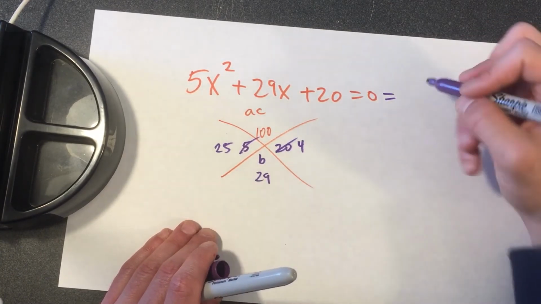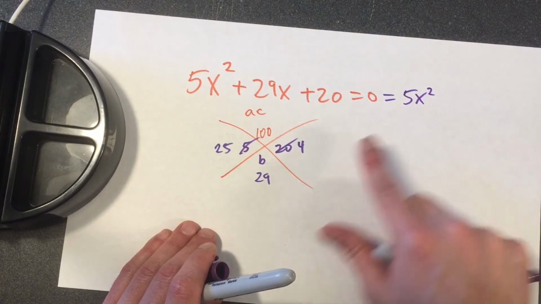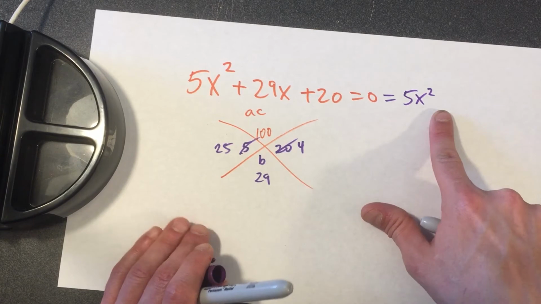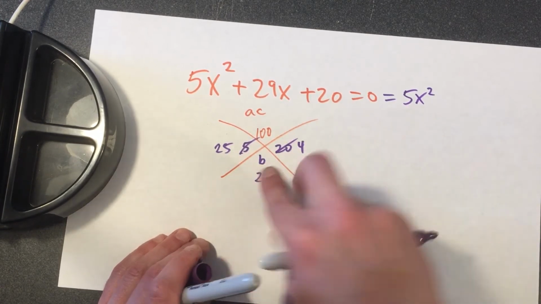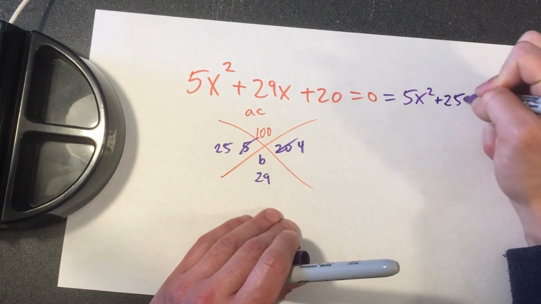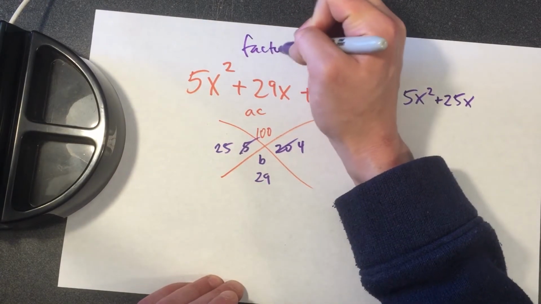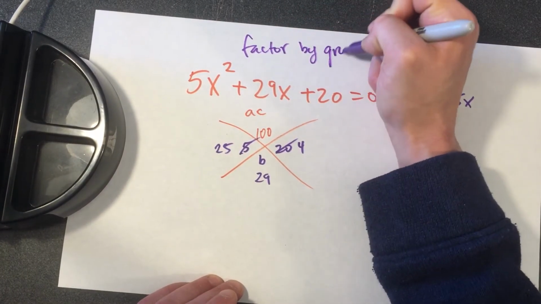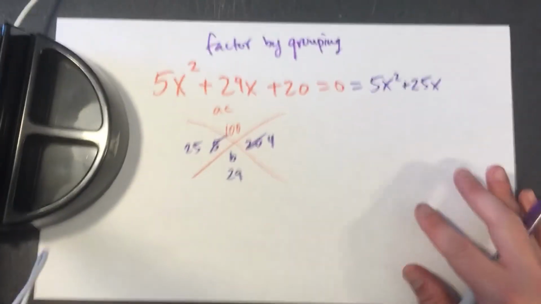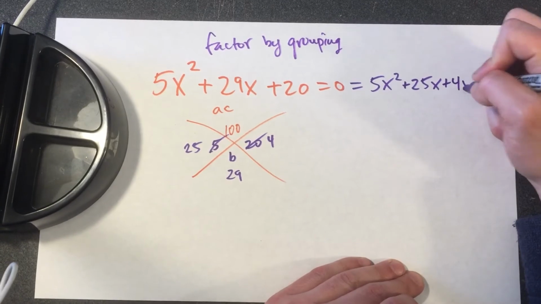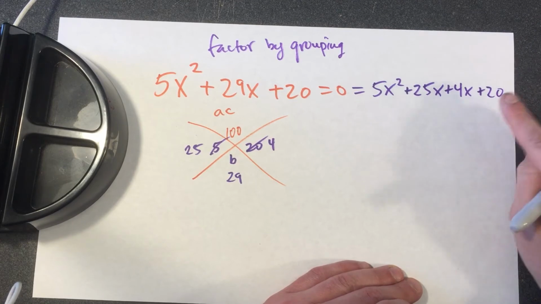So let's write this. Now I know my 5x squared is here. Do I want to write the 4x with the 5x squared, or do I want to write the 25x? Well, I think 25x is a better fit because they both have a common factor. So I want to group these together. This is factor by grouping. You can search for it on the internet. So that's here. And my 4x goes here because it's a better fit with the 20. Now this comes from experience.